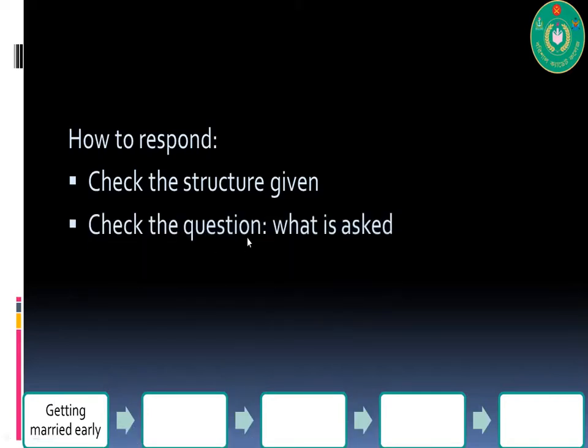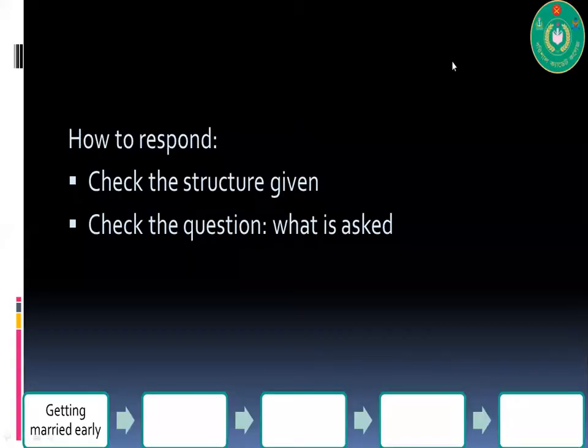Check the question, what is asked. Remember, dear cadets, this part is very important. If you are asked to tell your name, you should not write your friend's name. You should write your own name.